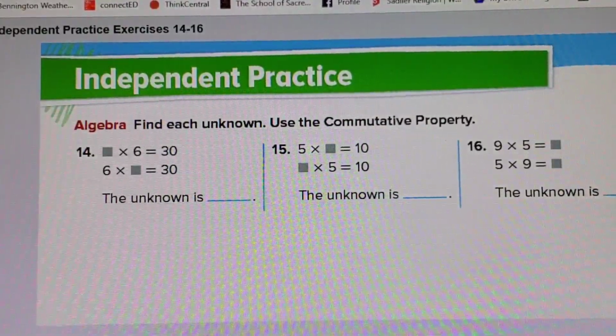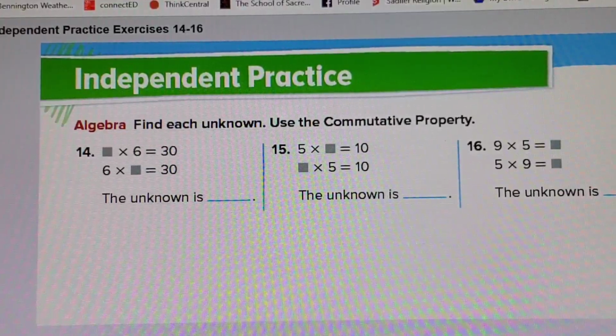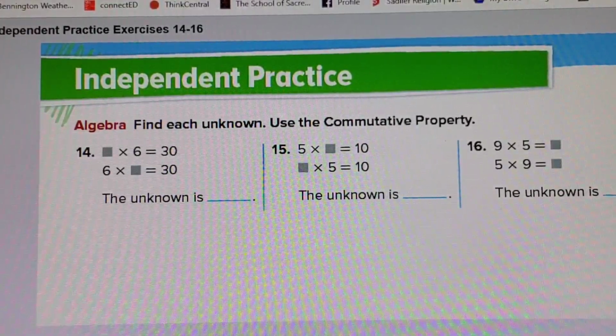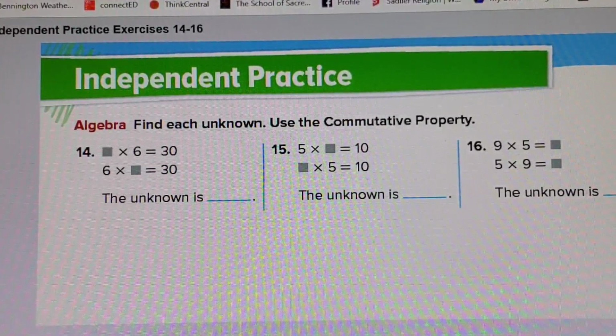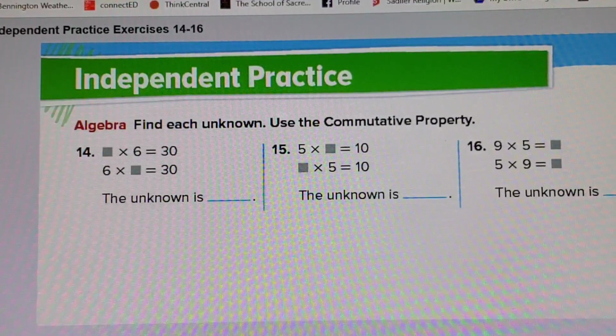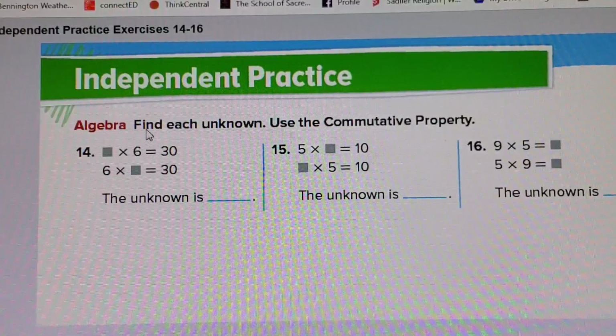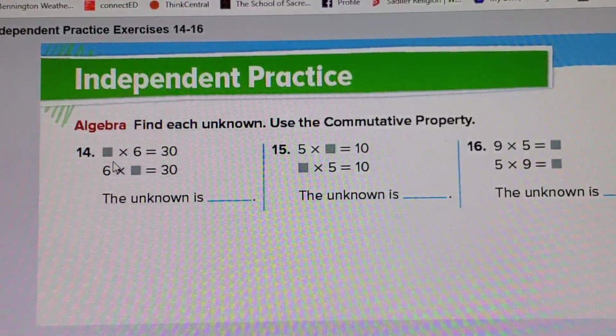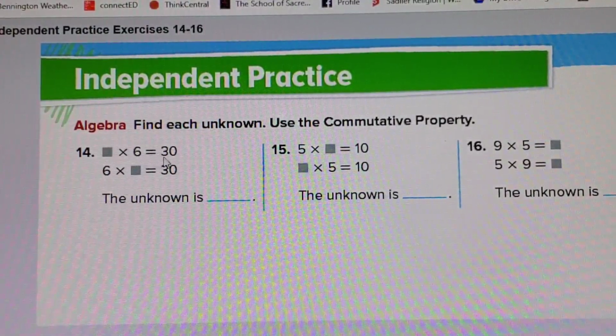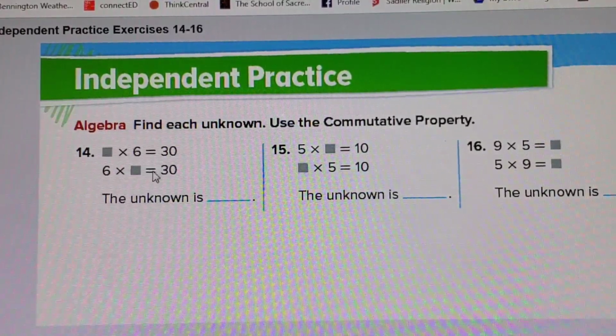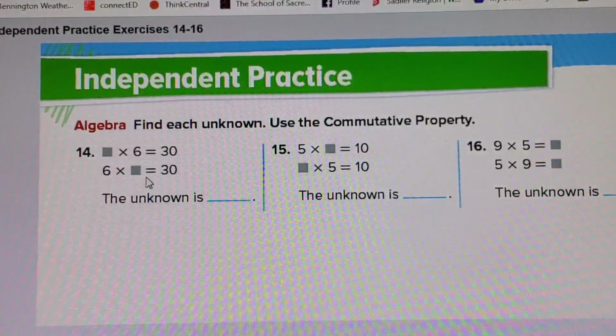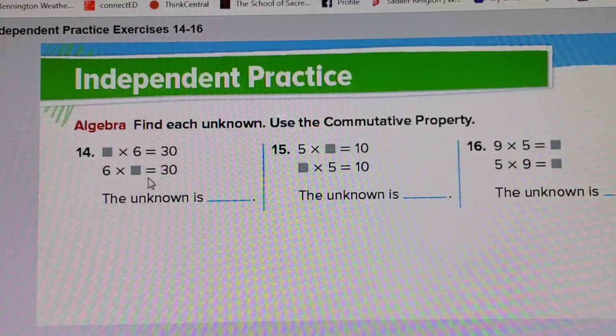Algebra. Find each unknown. Use the commutative property. Remember, the commutative property states that the order of the factors does not matter here. Blank times 6 equals 30. If you have a multiplication chart, you can check that now.